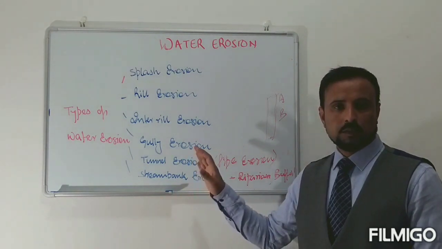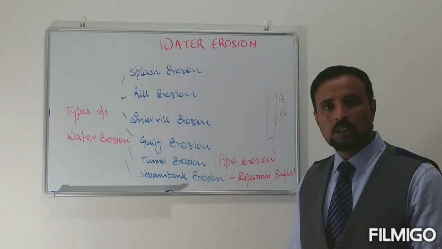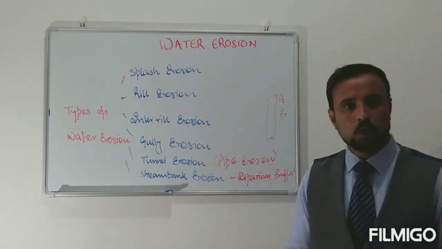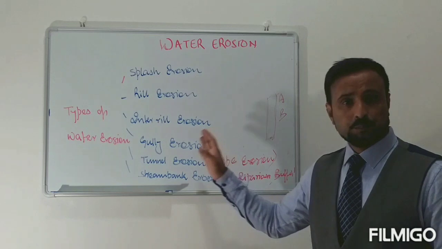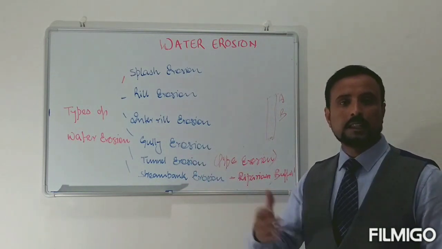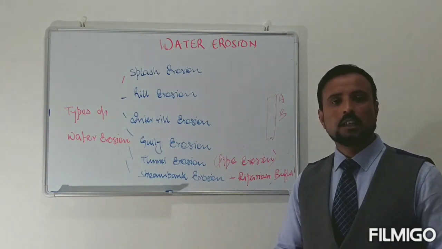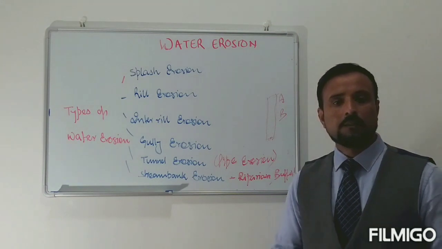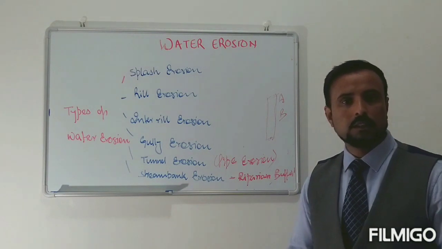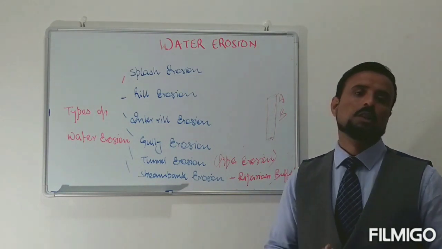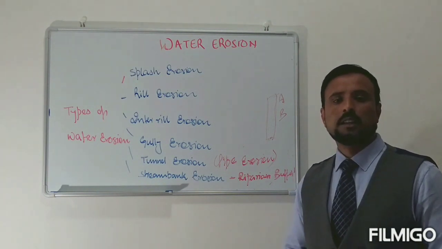So in this lecture and the previous one, I have discussed water erosion, its mechanism, and the factors responsible: rainfall erosivity and runoff erosivity. The types of water erosion, these things we have discussed at length. In the next lecture I will discuss wind erosion, and after that I will discuss tillage erosion as well. So I hope this lecture will be helpful for your exams or for your preparations for other competitive exams.